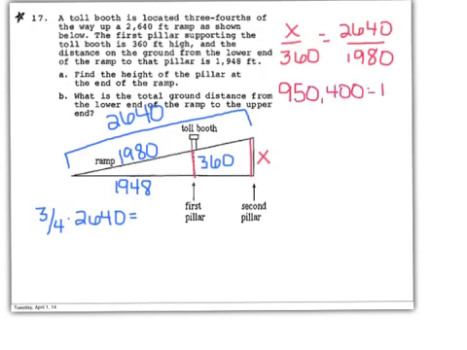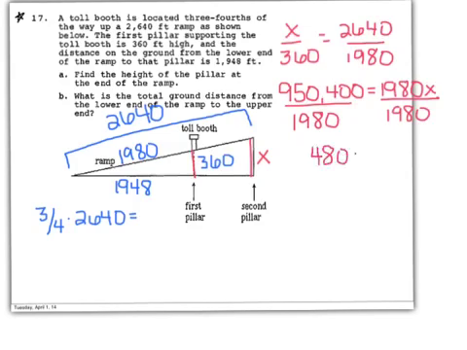That equals 1,980x. And then I'm going to divide by that 1,980. And I end up with 480 feet for x. Okay, so this height right here is 480. Okay?